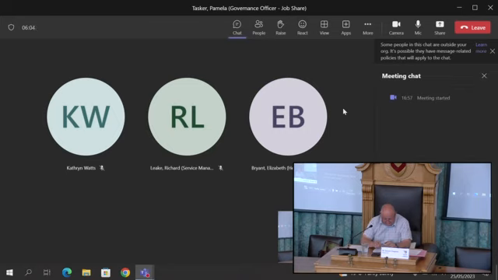Hi, if we can just go to item 4, the appointment of a chairperson. Is there anyone that's nominating a cooperative member for chair? And second? Thank you. Is everyone in agreement? Thank you very much. Chair, if you'd like to carry on now.